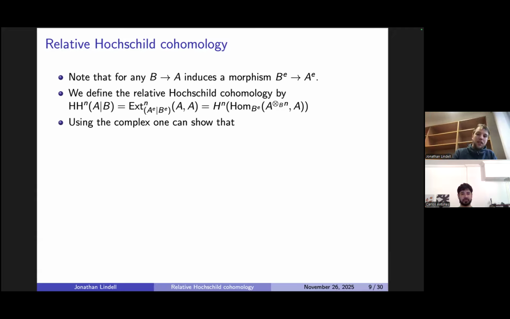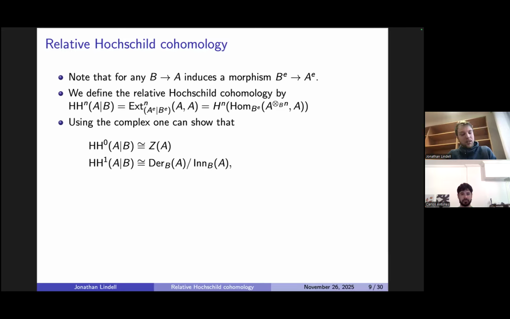Using the complex, the relative Bar resolution, one can show that degree 0 of the relative Hochschild cohomology will yet again be the center. So the degree 0 does not depend on B. And secondly, one gets that degree 1 of the relative Hochschild cohomology is isomorphic to derivations of A with respect to B, quotient by inner derivations of A with respect to B.